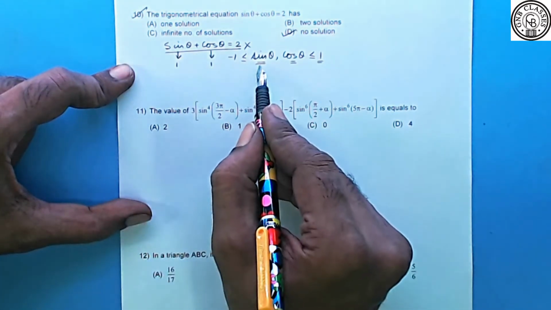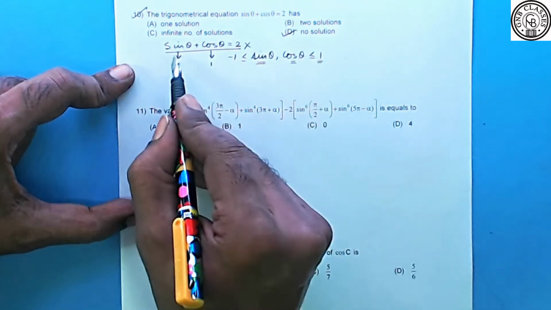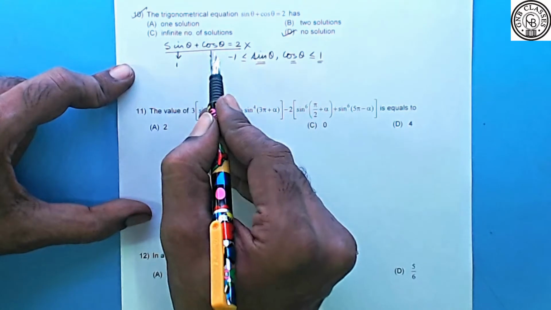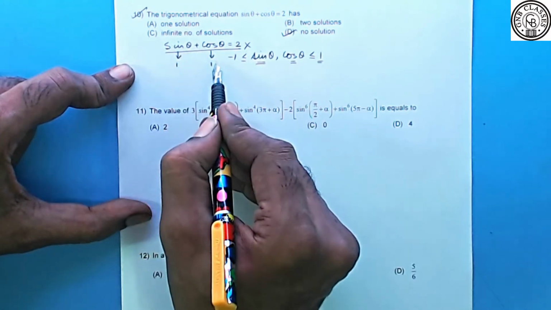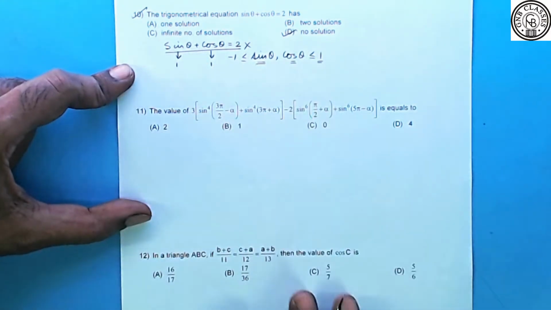Is it clear? Since the maximum value of sin theta and cos theta is 1, this equation is satisfied only when sin theta is 1 and cos theta is 1. But unfortunately, sin theta and cos theta cannot be equal to 1 simultaneously. Hence, no solution.